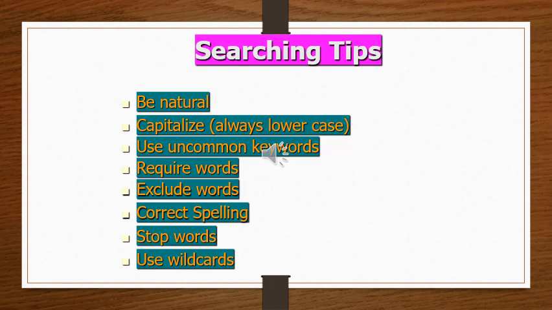Avoid stop words, like the, like is, like of, and what have you. Just like in the example I gave, is cell phone dangerous? You forget about the is. Just type cell phone and dangerous and see what the result will be. Then you also use wildcards, like the asterisk in some search engines, and hash and question marks, to make sure that your searching is better.